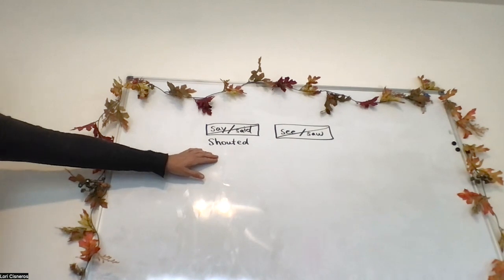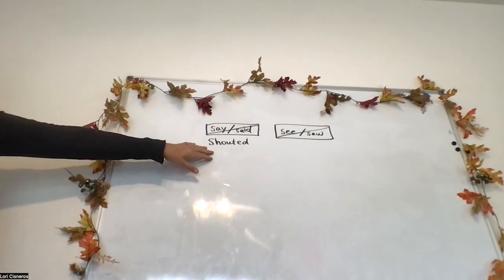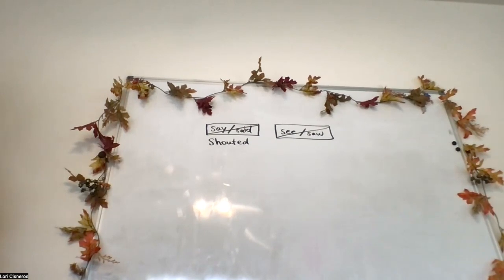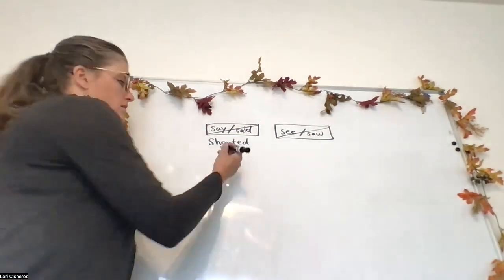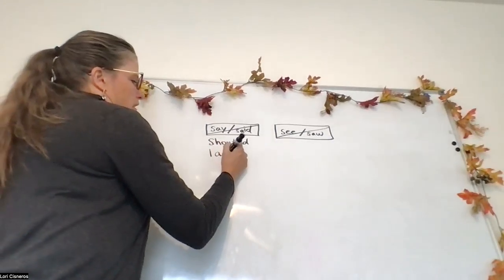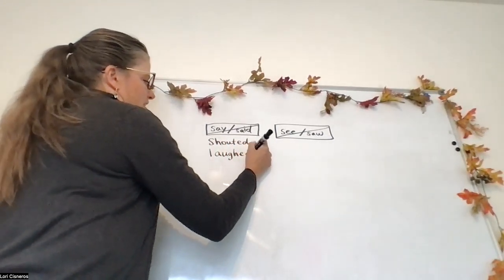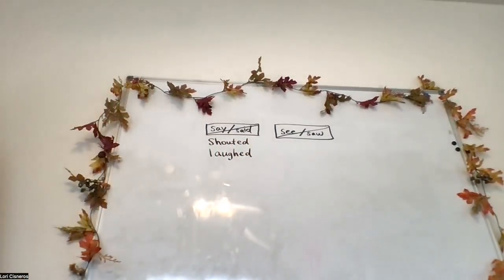What else, Ainsley, could we put instead of say/said? We have shouted. She's thinking. What's another way to say something? Laughing, or you can put laughed. I was gonna say you could add it. Laughed, like if the person is laughing and talking at the same time.